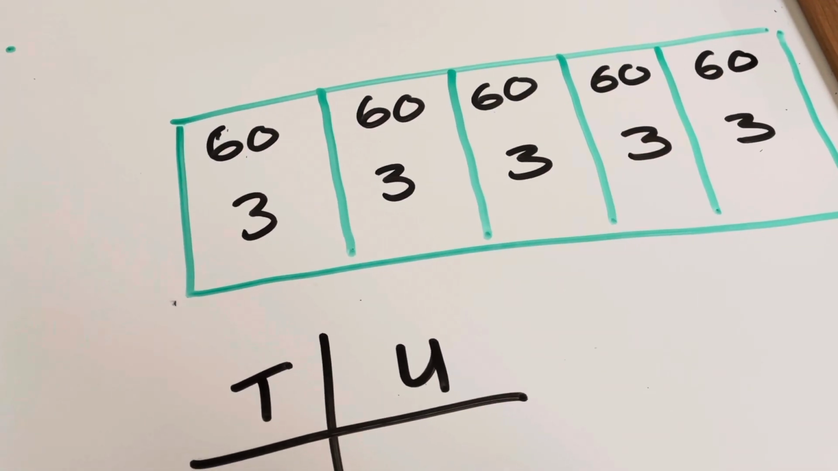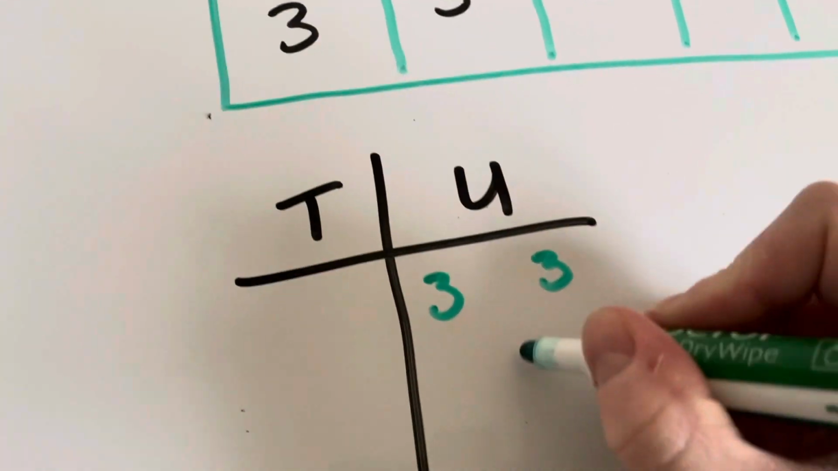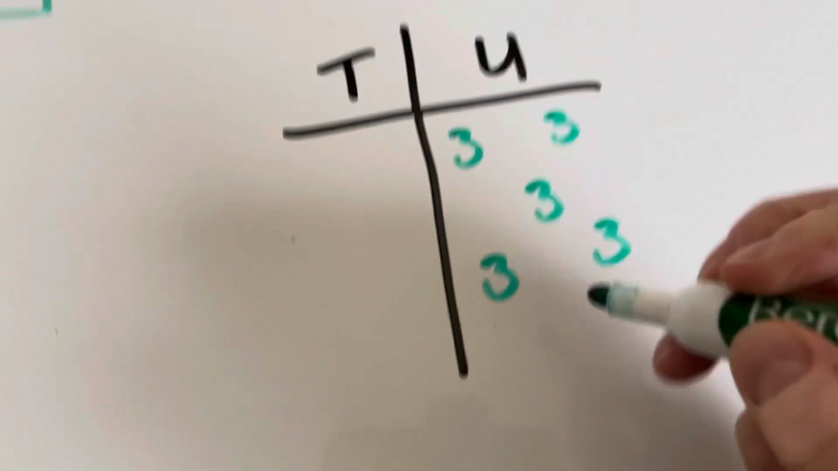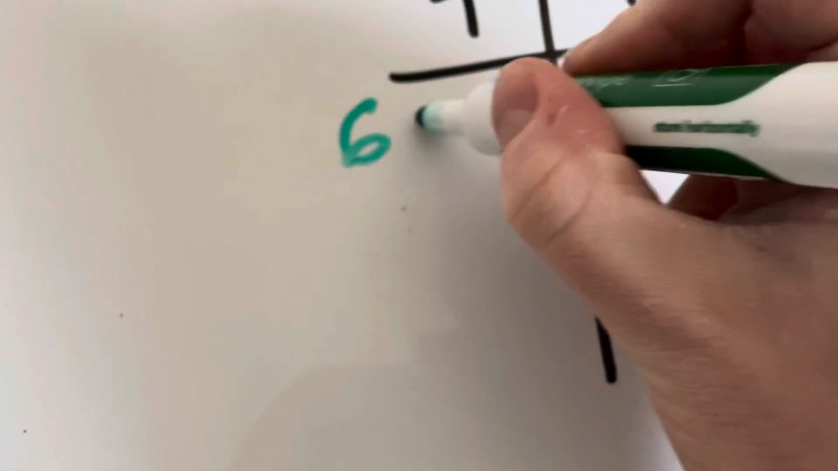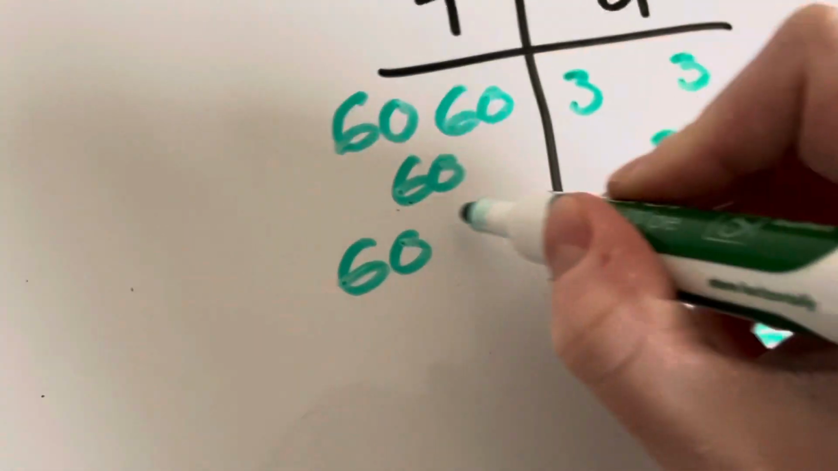So now I can partition these down. So I've got 3, 3, 3, 3, and 3. Well, 3 times 5 is 15. And then I've got the same with the 60. So I've got 60, 60, 60, 60, and 60.